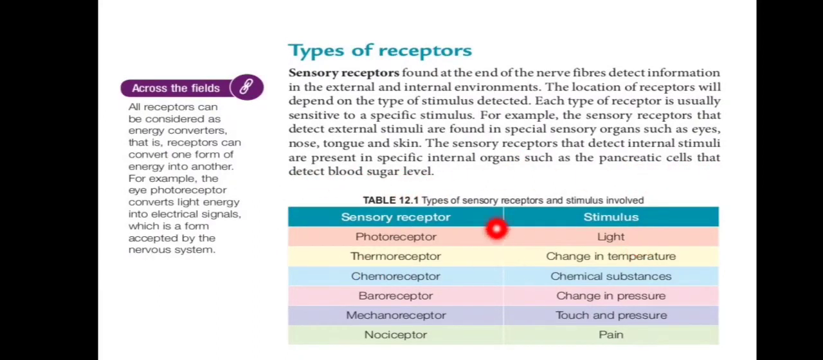So ini ada beberapa jenis sensory receptor and stimulus yang terlibat. So for example, photoreceptor, stimulus dia light. Thermoreceptor, stimulus dia change in temperature. Chemoreceptor, chemical substance, stimulus dia. Baroreceptor untuk pressure changes, okay. Mechanoreceptor, touch and pressure, and nociceptor is pain. Okay, the stimulus is pain.